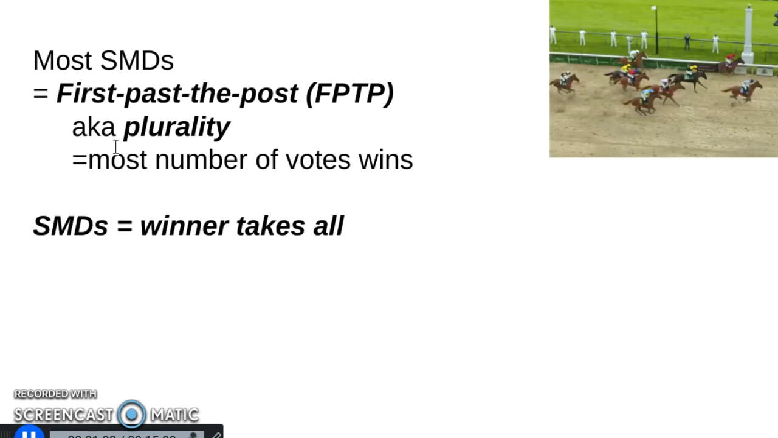These systems are typically first past the post or plurality systems. That simply means that the candidate who has the most votes wins. This is a horse racing analogy. In this picture, you see there is a post, and the horse that passes the post first is the one that wins. So it doesn't matter if there are 10 horses in the race and 2 are really close. The one that passes the post first, with the most number of votes, is the winner. And it's winner takes all. There's only one person who can represent that district.